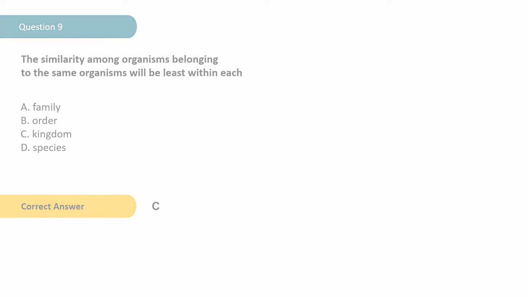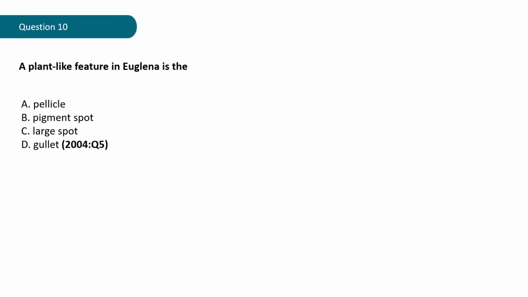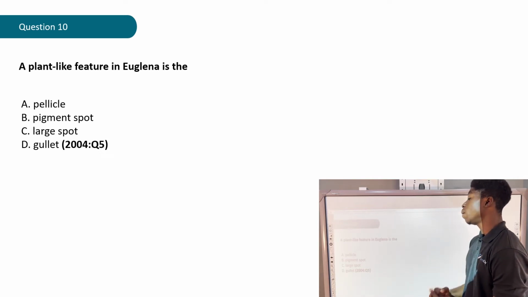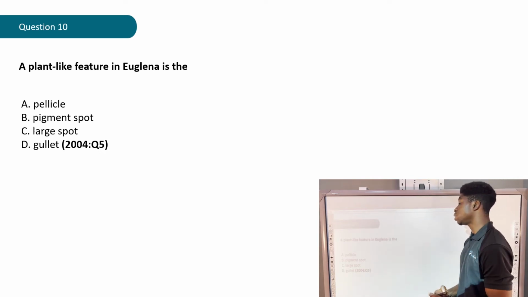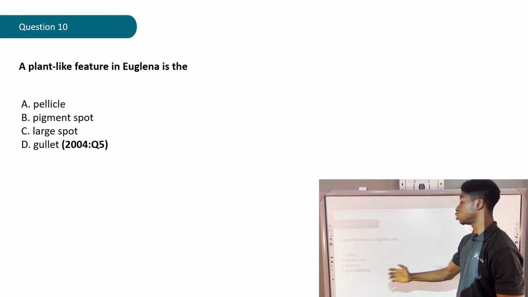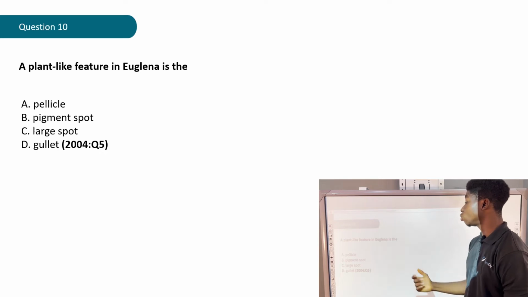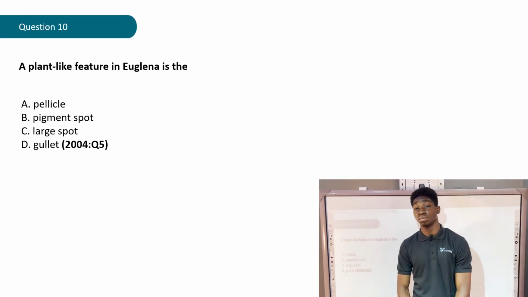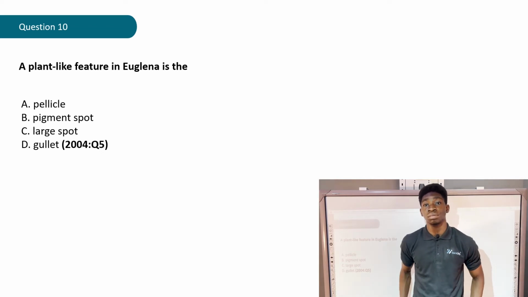Question 10. A plant-like feature in euglena is the A. Pellicle, B. Pigment spot, C. Large spot, D. Gullet. The question is got from the year 2004, question 5. Why not give it a try?